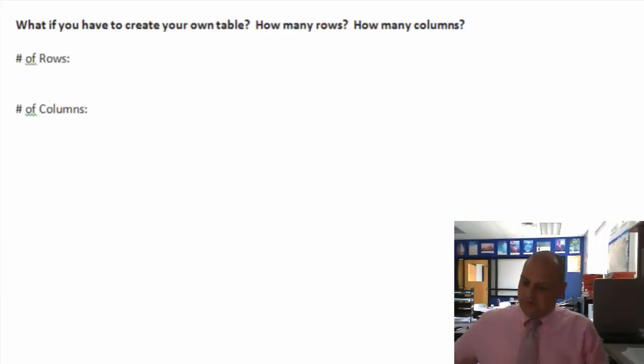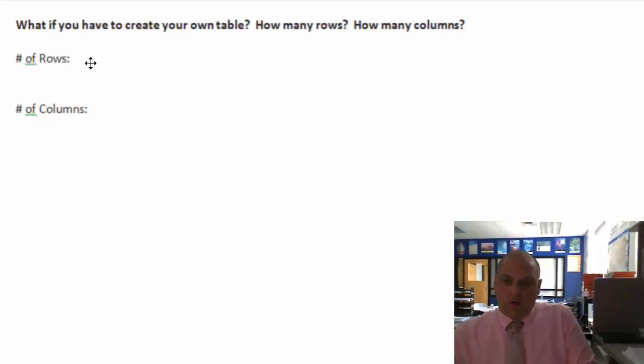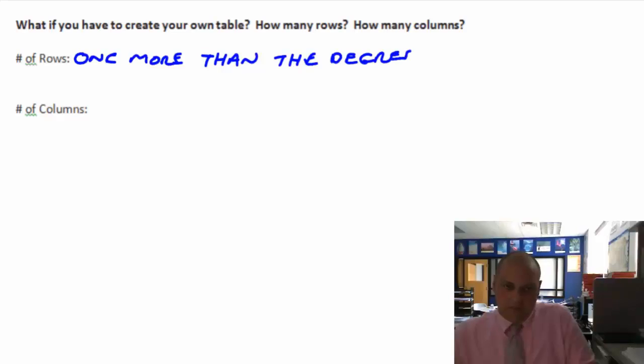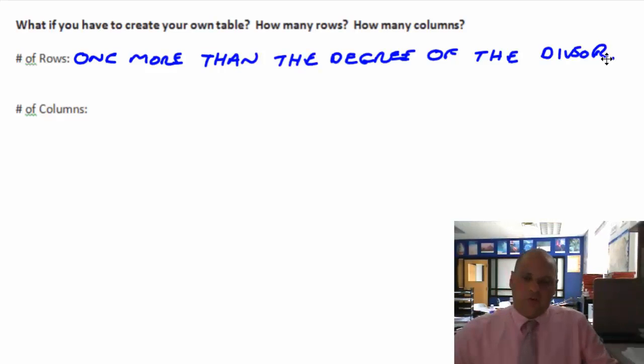For the number of rows, you're going to have to fill this in. It's going to be something you're just going to have to memorize. The number of rows is 1 more than the degree of the divisor. Okay, 1 more than the degree of the divisor.